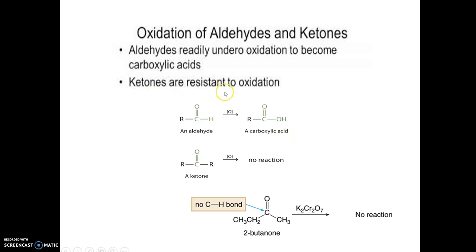Generally, ketones are highly resistant to oxidation. A mild oxidizing agent cannot oxidize a ketone. A strong oxidizing agent under drastic conditions will only make the ketones undergo oxidation. Let us look at why ketones are resistant to oxidation. This is one example of a ketone, 2-butanone. Here is the carbonyl group, which is flanked on either side by an alkyl group, a methyl and an ethyl group. There is no C-H bond, no hydrogen atom associated with the carbonyl group, and hence it cannot be oxidized under normal conditions, and hence I say no reaction.